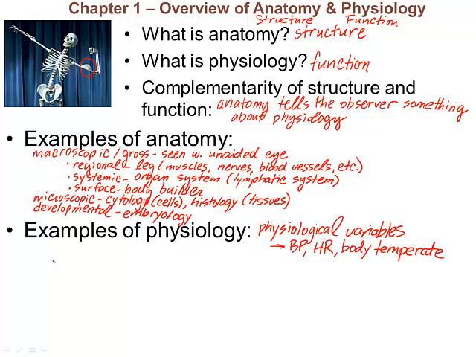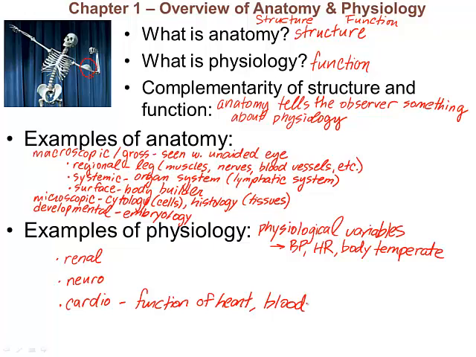And the examples that are in your book here are renal physiology, neurophysiology, and cardiovascular physiology. So the cardiovascular would be function of the heart or the blood vessels. And so these nicely go along with the organ systems that you're going to be learning about in the next part of this first chapter.